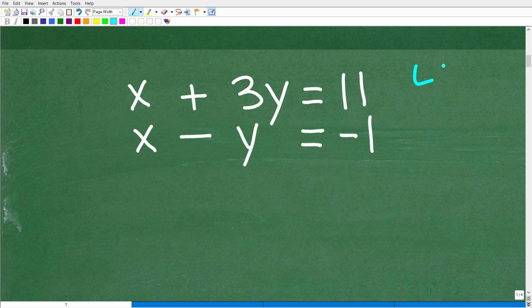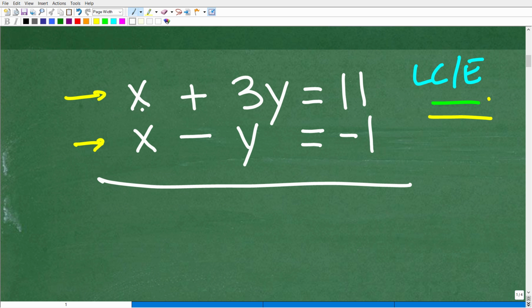Now, this linear combination elimination method is kind of like the peanut butter and jelly sandwich method. Now you're like, what is this guy talking about? Well, I'm going to take one equation and add it to another equation to get another equation. So that's another thing you could do with systems. You could take this equation here, add it to this equation, and then we get another equation. Let's just do this real quick. x plus x is 2x, 3y minus y is going to be plus 2y, and then 11 minus 1 is 10.